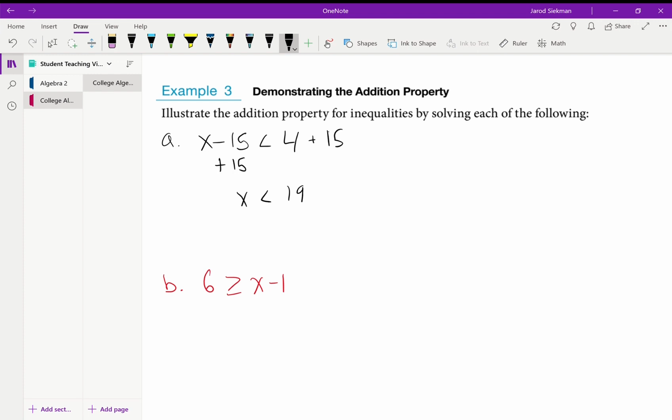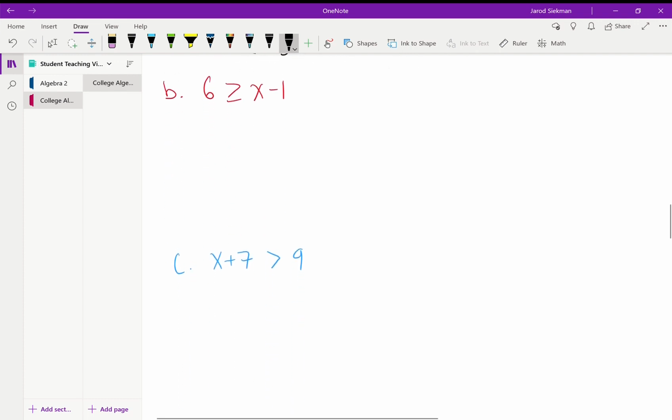And if we want to write this in interval notation, we would go negative infinity to 19. Okay, and that's it. All we're doing is adding 15, because it's a negative 15, to both sides and solving for x. So on these next two, go ahead and pause the video, work on them, and come back and I'll show you the answers.